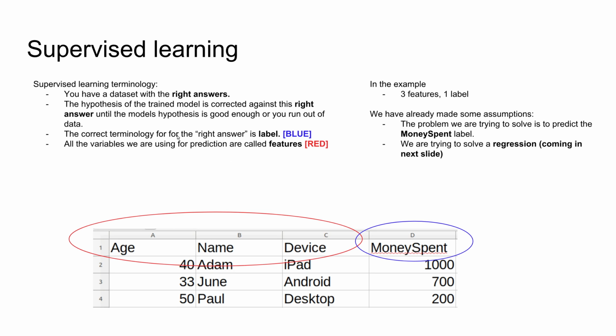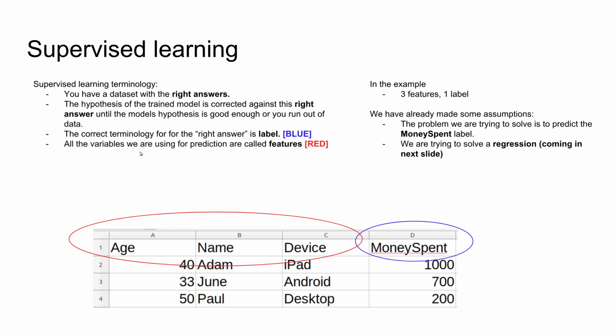Well, supervised learning means that you have a data set, and in this data set you also have the right answers. So that if the model makes a hypothesis, it can be corrected against these right examples. And it does that until either the hypothesis is close enough to the real deal, or you run out of data, which is the most common case. And the correct terminology for this, like right answer, is that this is called a label.